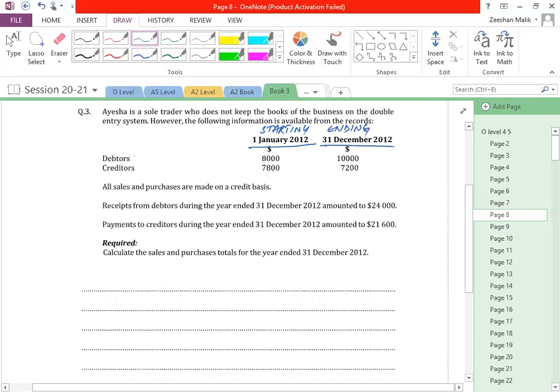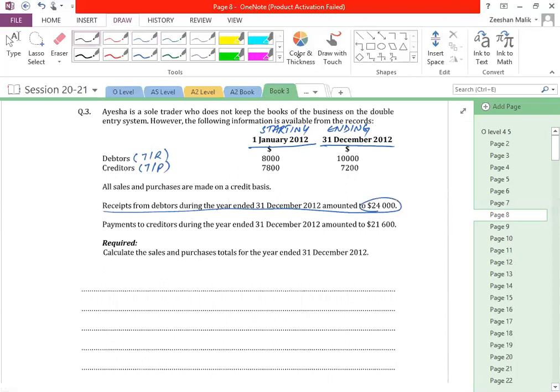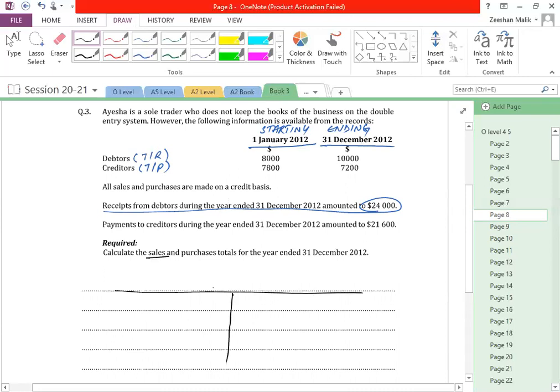Agreed? Receivables, trade debtors means trade receivables, creditors means trade payable. All sales and purchases are on credit basis. Receipts are given to us. So they are requiring to calculate sales and purchases. You are supposed to open trade receivables.